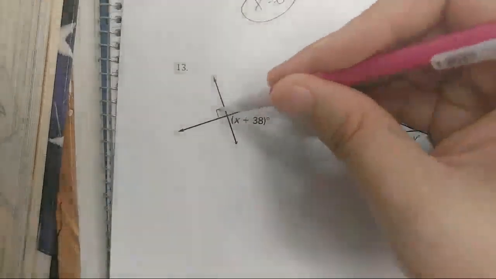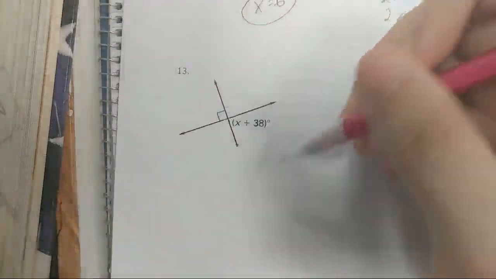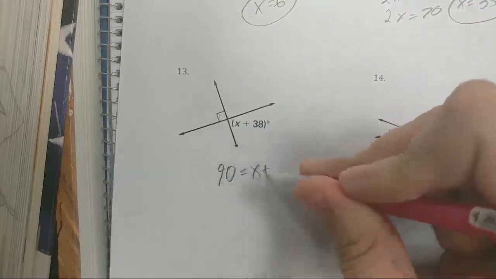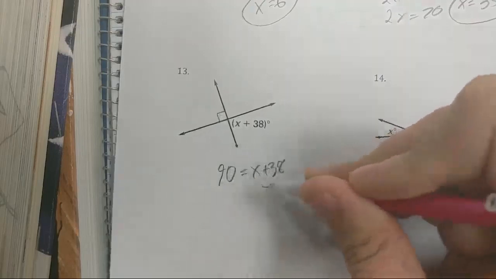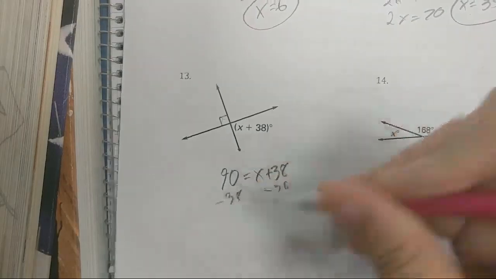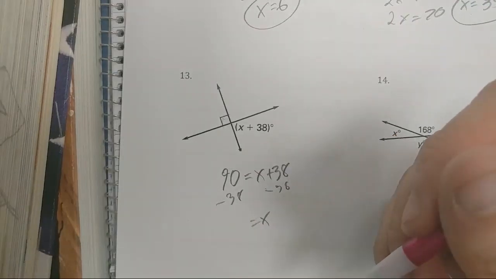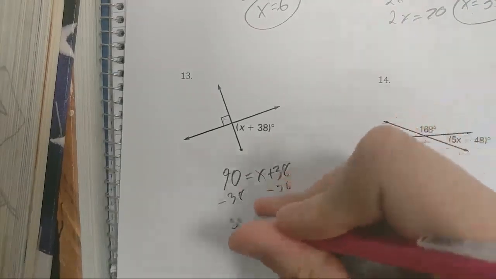Over here, vertical angles, this square means a right angle, so I know that 90 equals x plus 38. Subtract 38 on both sides, x equals 52.